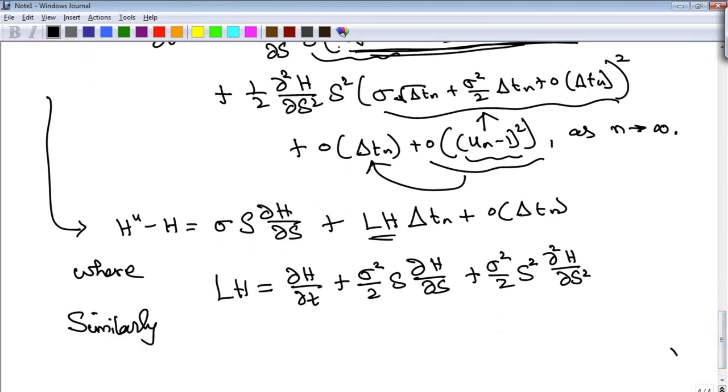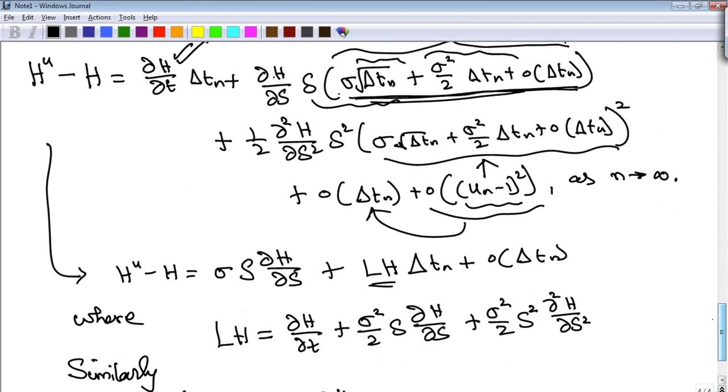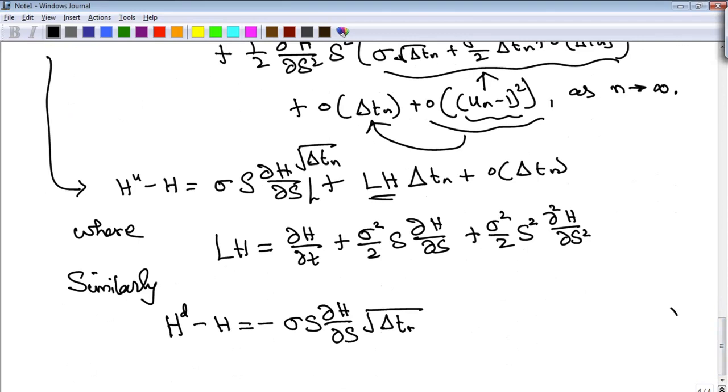Similarly, we can write the same idea you follow and get hd minus h is given by minus sigma s dou h by dou s. There's a root delta Tn also sitting here that I forgot to write. Root delta Tn here. So root delta Tn plus LH delta Tn plus small o of delta Tn. Okay, there's only one minus difference here when compared to hu. So we have these expressions hu and hd.